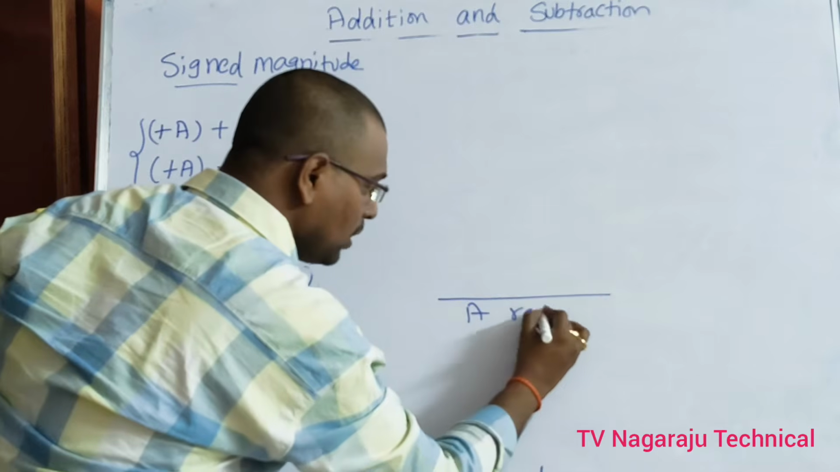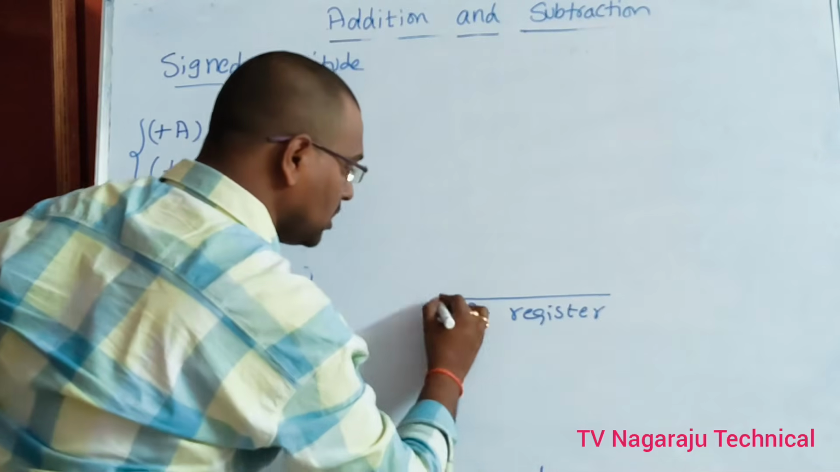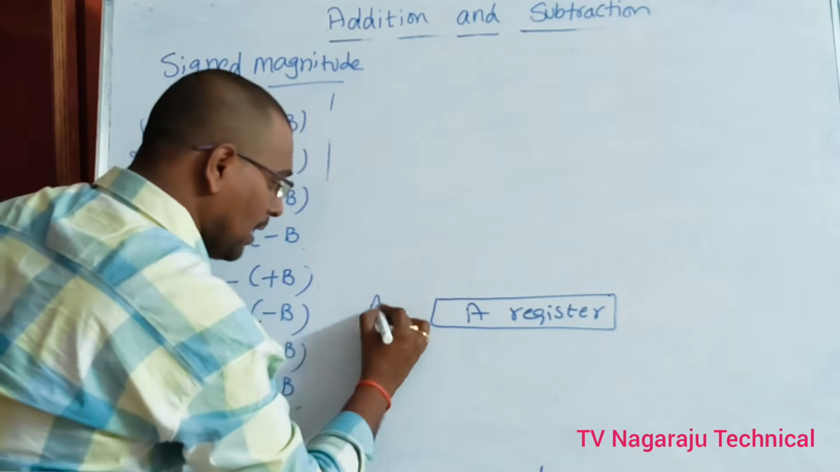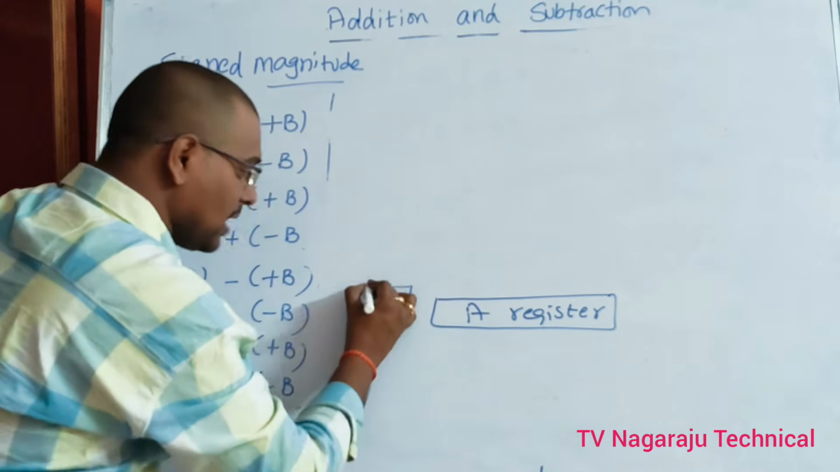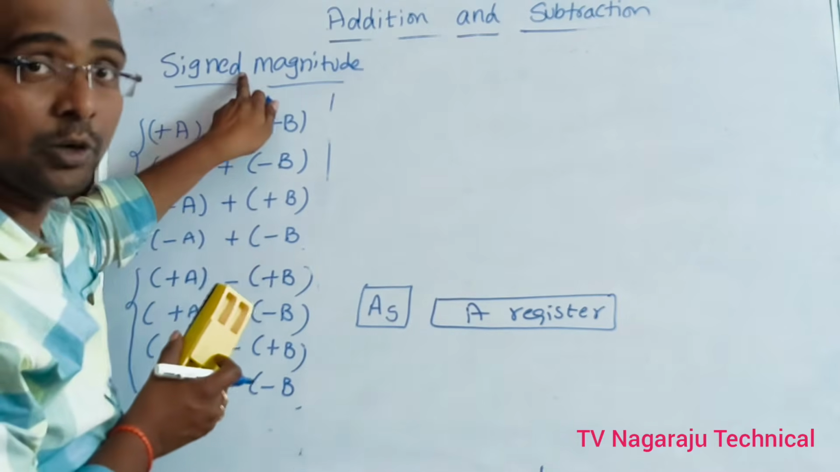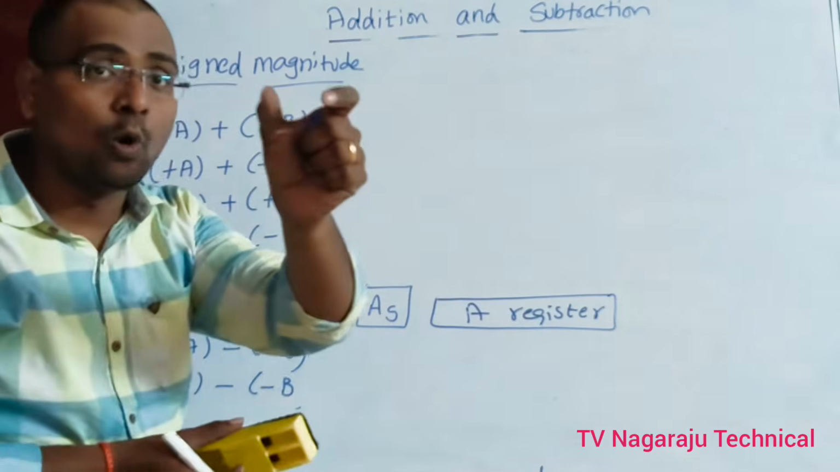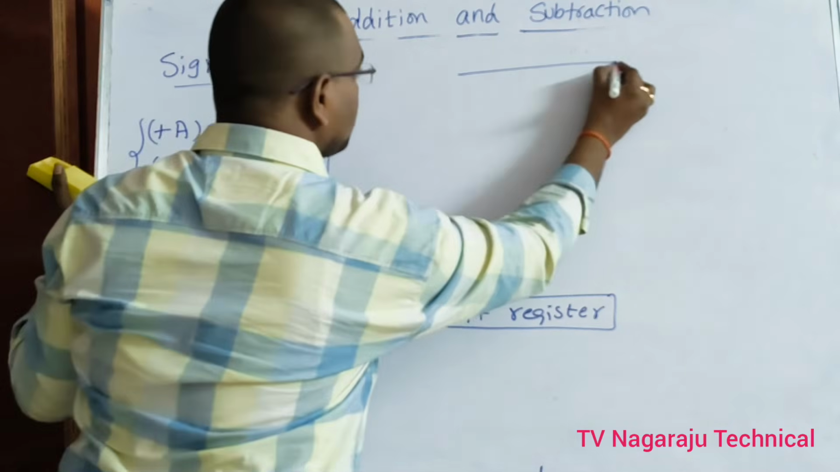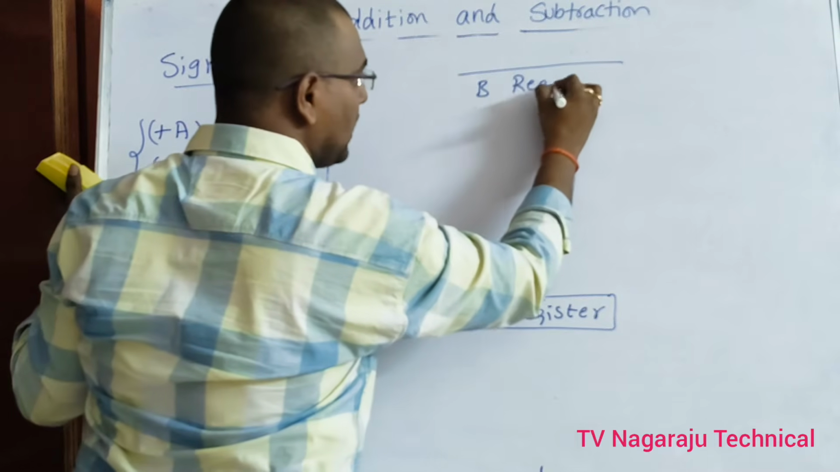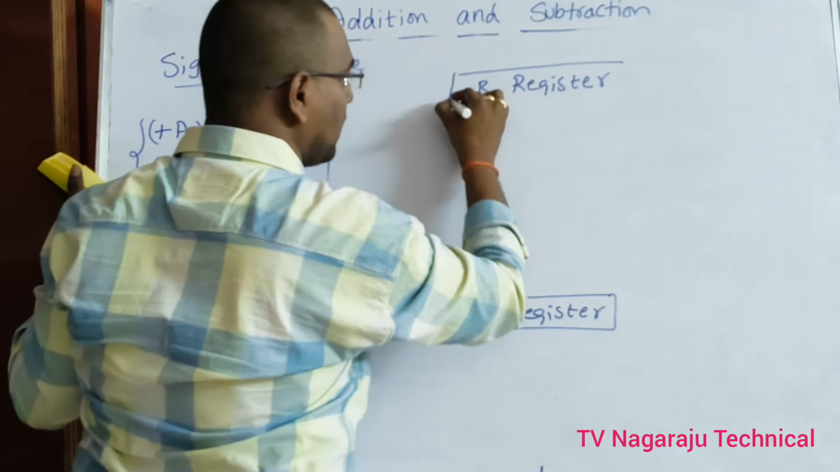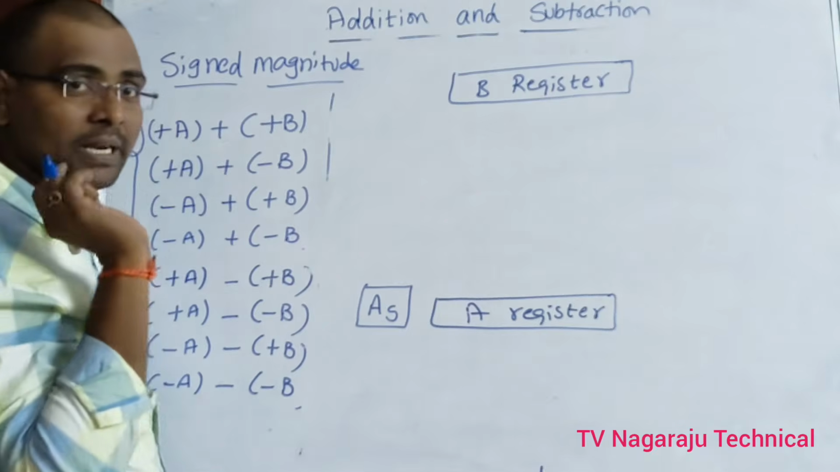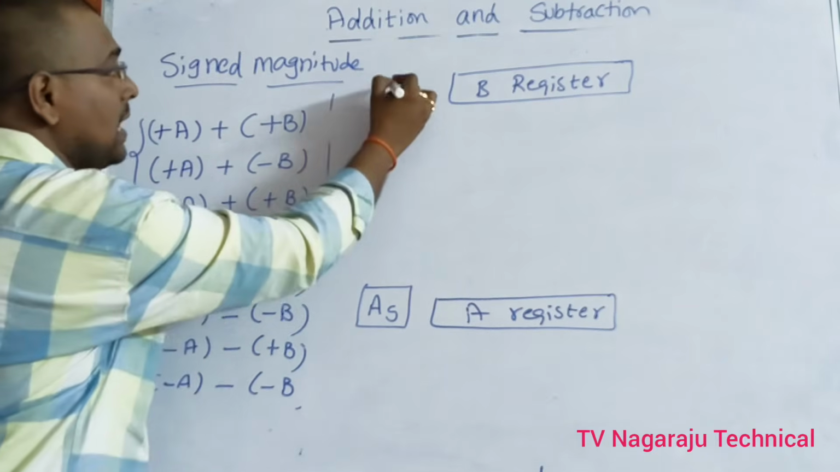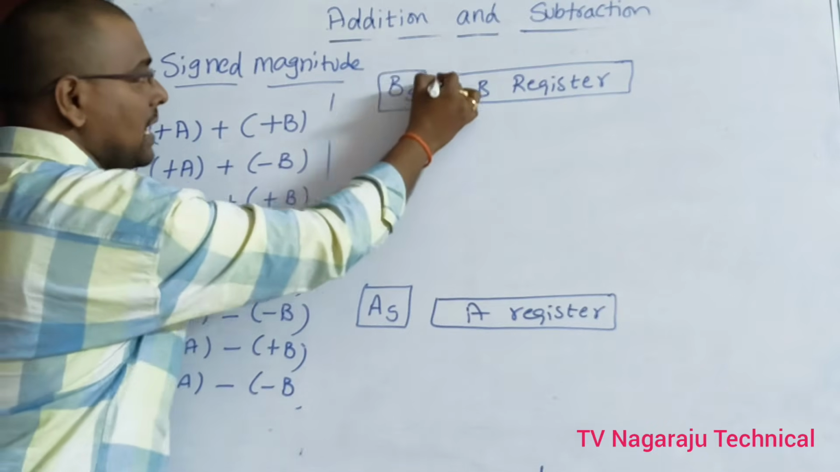Assume my first number is stored in some register A, and AS represents the sign. We already know this is a signed magnitude representation. The A register holds the magnitude, and the AS register holds the sign. Similarly, the B register contains my second number, and BS is the sign of it.